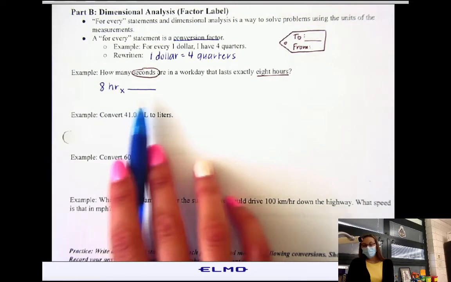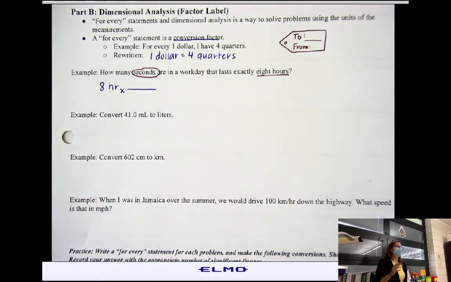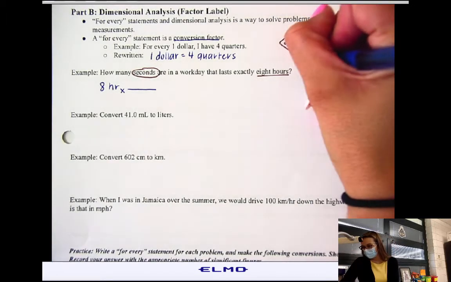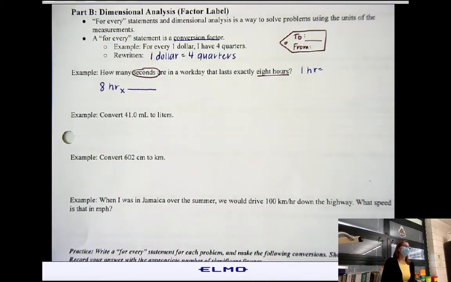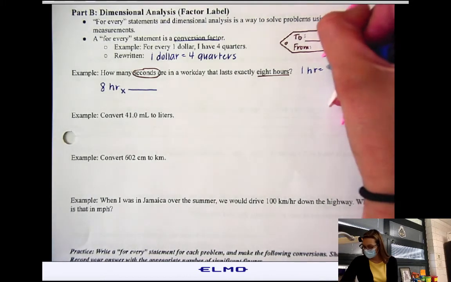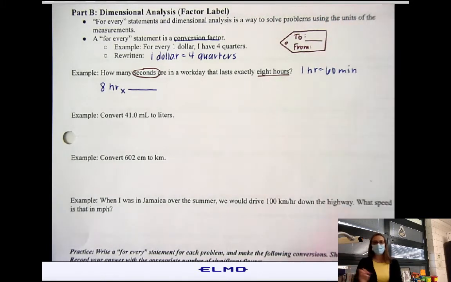So I need to go from hours eventually to seconds. Here's where you have to start thinking about your conversion factors. Think about these for every statements that you know that might help. Is it easy to go from hours to seconds? Probably not. So over here to the side, I'm going to write some conversion factors that might help us. What's something easy that you know for 1 hour? Sonny? 1 hour is 60 minutes. So 1 hour equals 60 minutes.